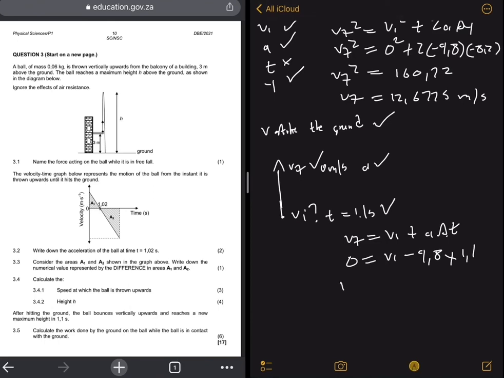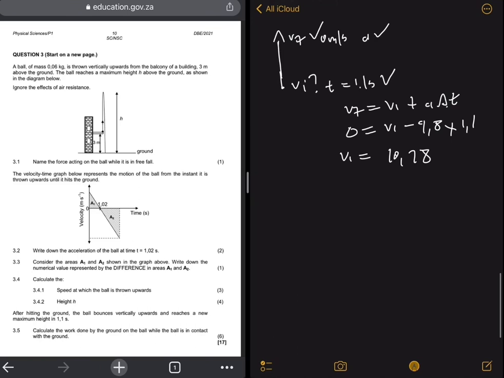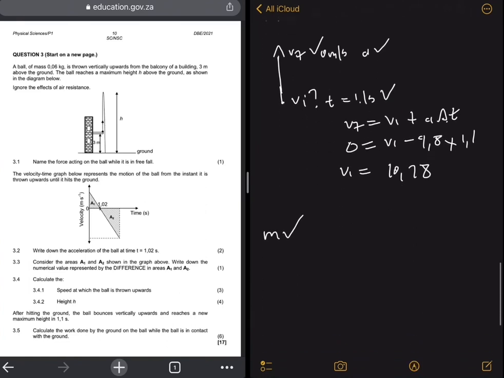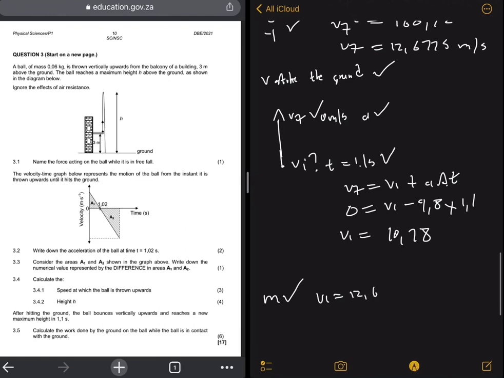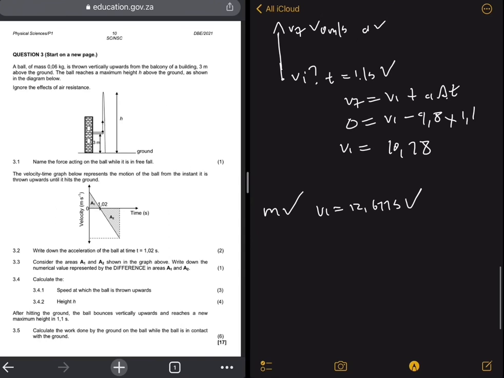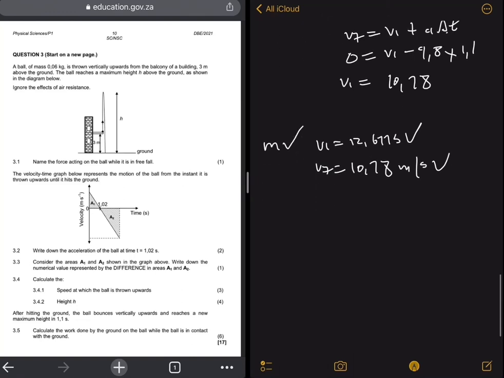So let me put that in the calculator. We're going to have a VI of 9.8 multiplied by 1.1, which is 10.78. So we have the mass of the object, and then we have the VI, which is equal to 12.6775, and then we have the VF, which is what we calculated right now. Let me write it here, and this is 10.78 meters per second.